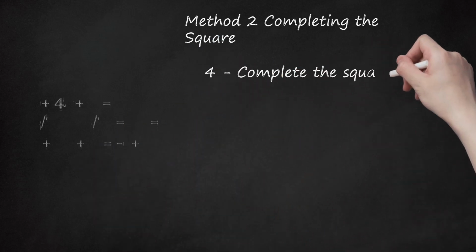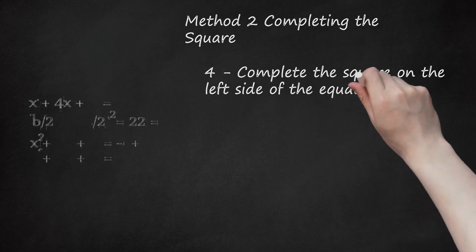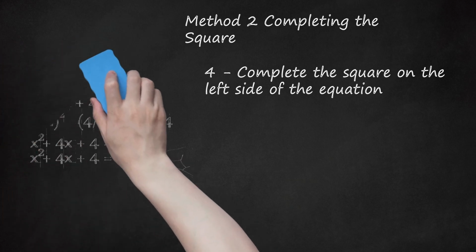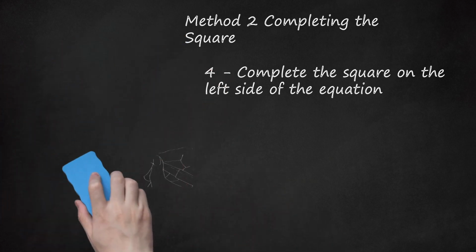4. Complete the square on the left side of the equation. To do this, simply find (b/2)² and add the result to both sides of the equation. Plug in 4 for b, since 4x is the b term of this equation. (4/2)² equals 2² equals 4. Now, add 4 to both sides of the equation to get the following. x² plus 4x plus 4 equals -1 plus 4. x² plus 4x plus 4 is equal to 3.